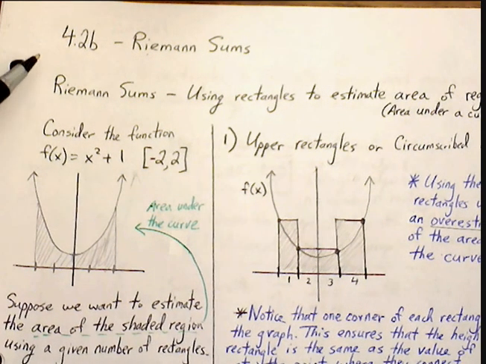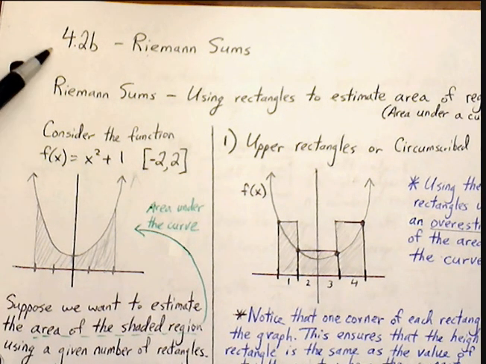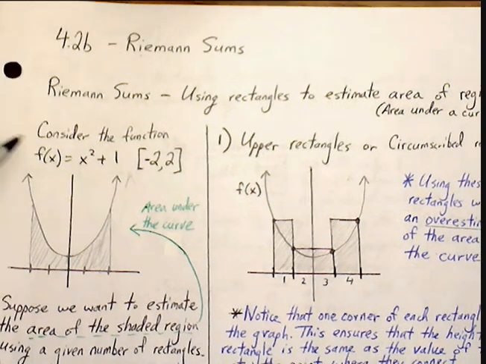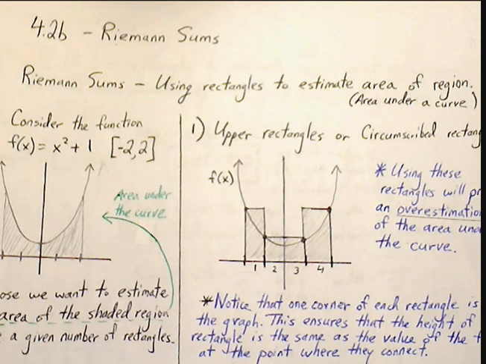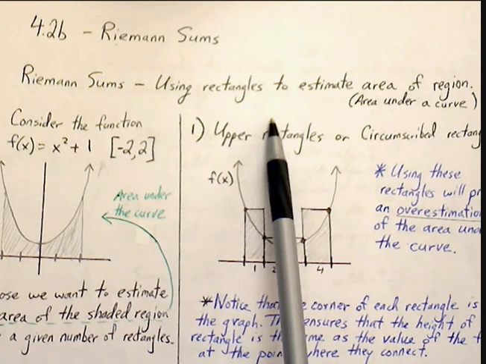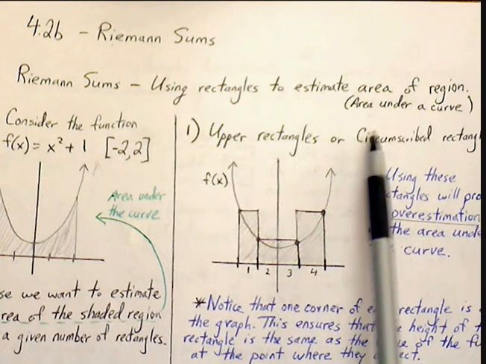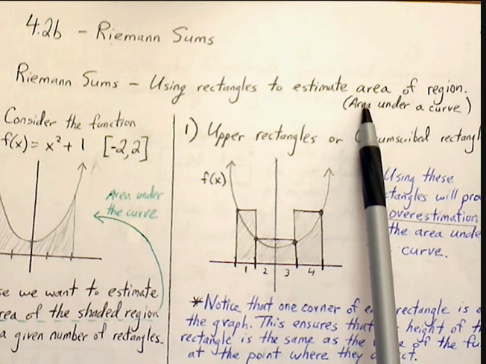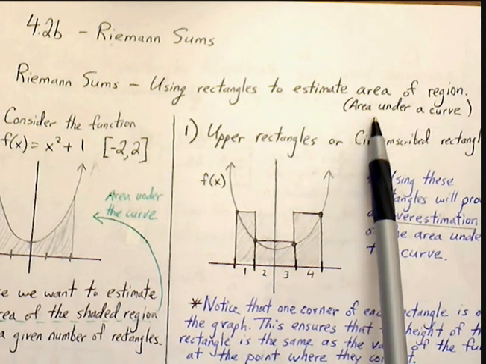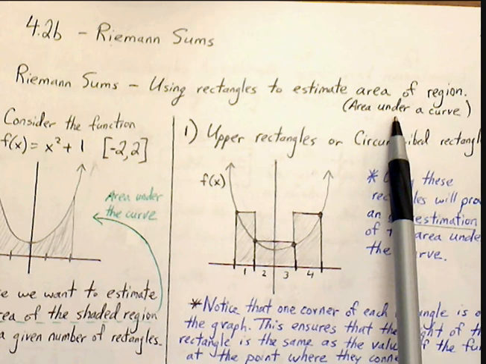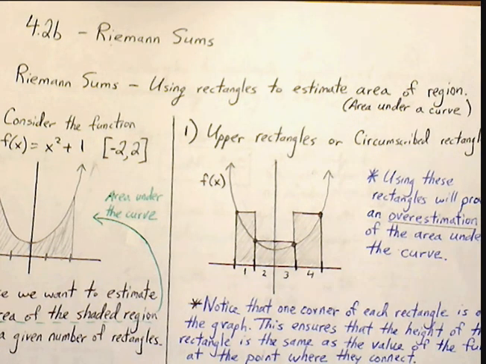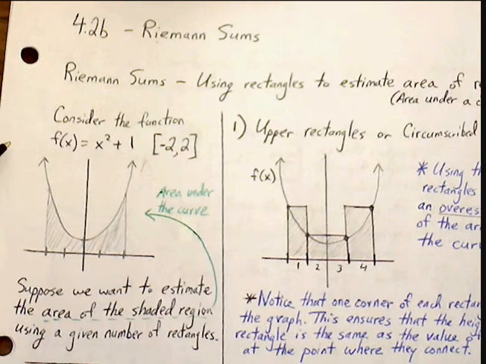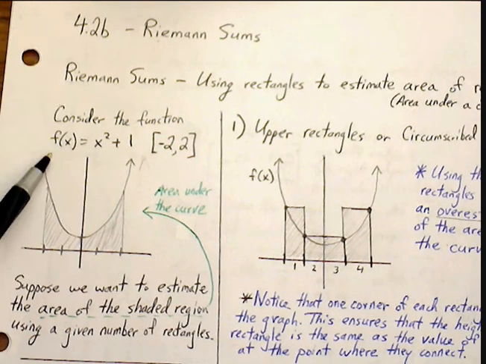I'm going to go over section 4.2b. So this is Riemann Sums notes. So first off, Riemann Sums is simply using rectangles to estimate the area of a region, and the region that we're going to be focused on is the area under a curve, between the curve and the x-axis. Okay. So let's say we're considering this function f of x equals x squared plus 1.